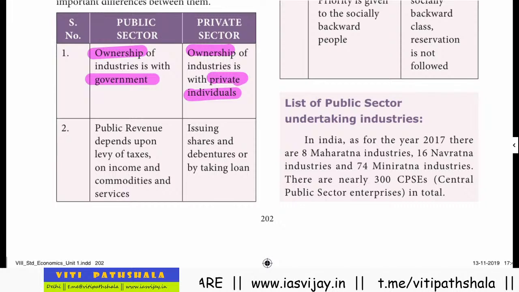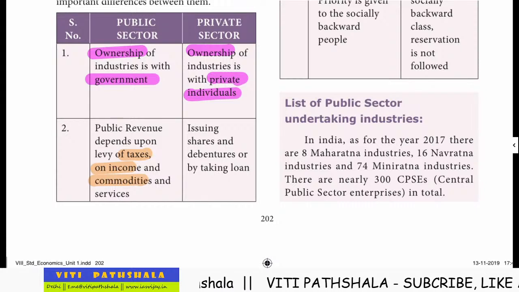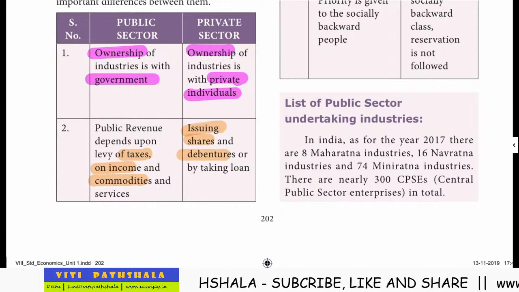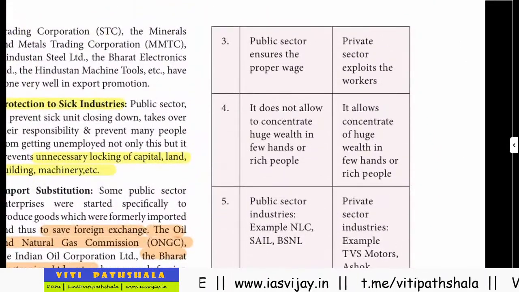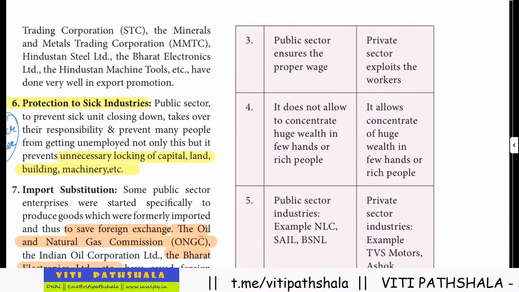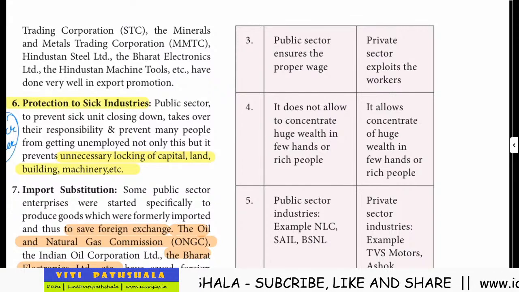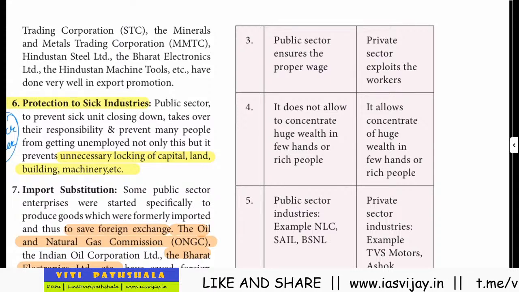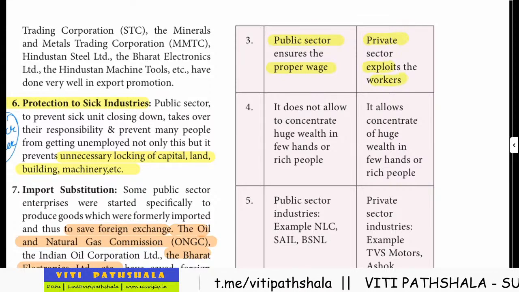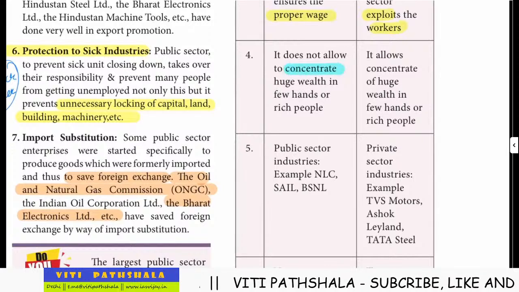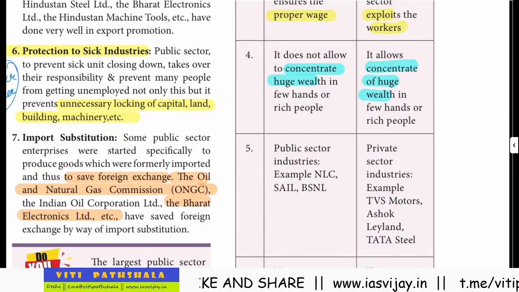Public revenue depends upon the levy of taxes, such as income tax and taxes on commodities and services. The private sector generates money by issuing shares and debentures or by taking loans. Now, the public sector ensures proper wages, while the private sector exploits the worker. That's why most people are attracted towards government jobs. The public sector does not allow the concentration of huge wealth in fewer hands, the rich people.